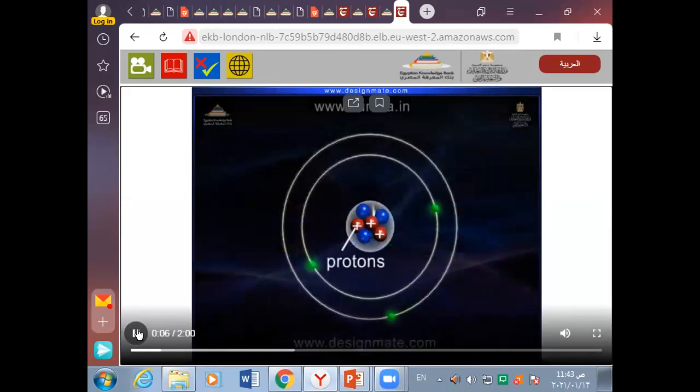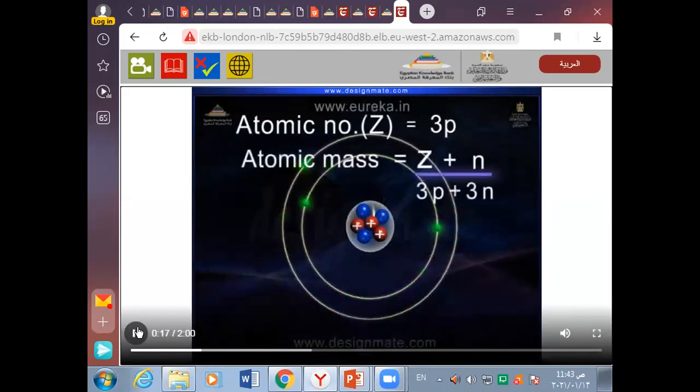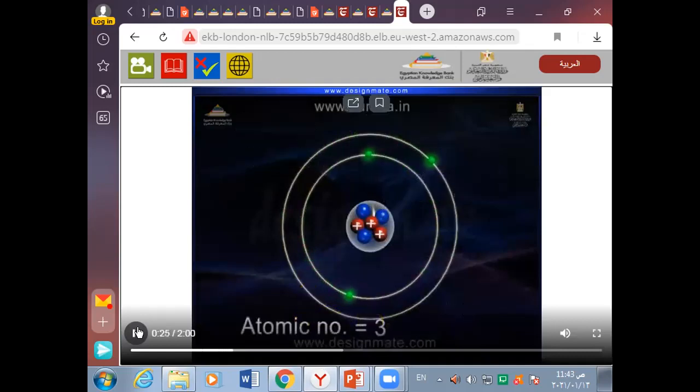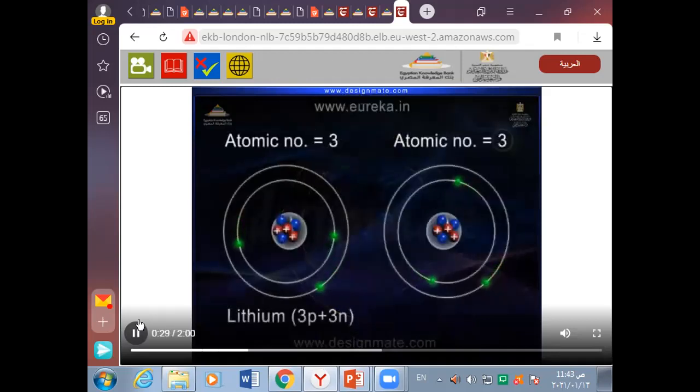Number of protons present in the nucleus is called its atomic number, Z, while the sum of masses of protons, that is Z, and neutrons, N, present in the nucleus is called atomic mass. Z plus N is also called the atomic weight or the atomic mass number. Atomic number is the characteristic of an element. If the atomic number of an element, such as lithium, is increased by 1, then a new element called beryllium is obtained.